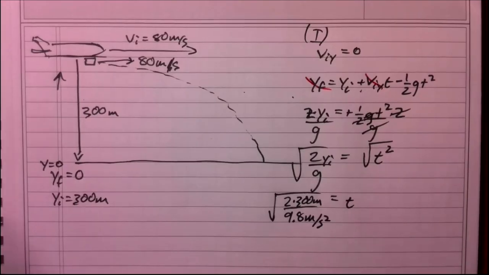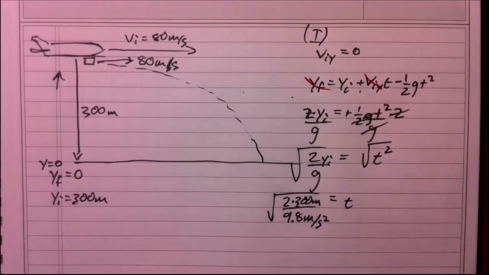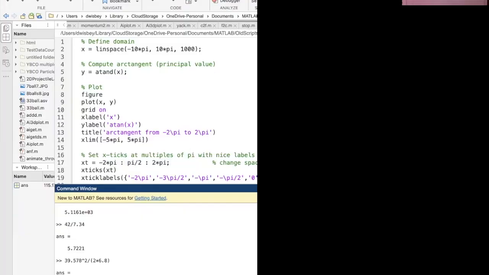Now, if you wanted to, I'm gonna go throw this in MATLAB real quick. All right. I think MATLAB is open, and I'm gonna share my screen here. So I'm gonna say the square root of 2 times 300 divided by 9.8. That gives me 7.8246 seconds. That's how long it's going to take the package to fall down here.